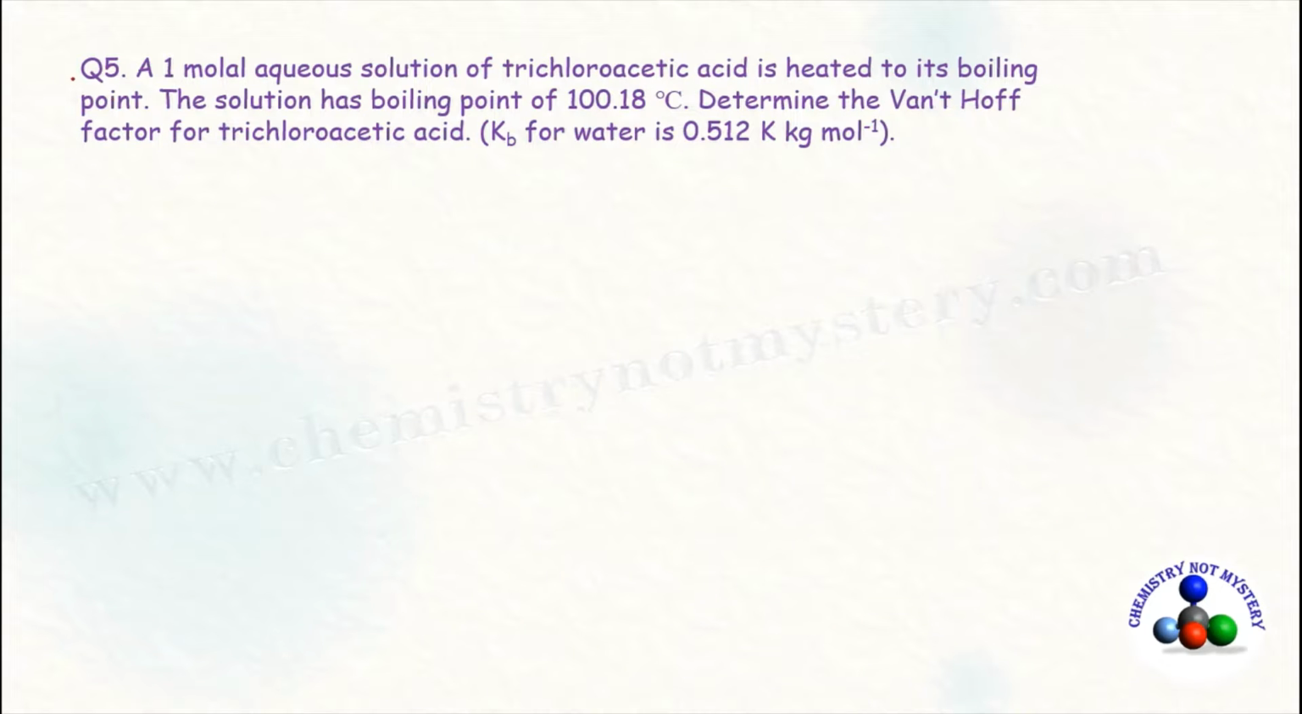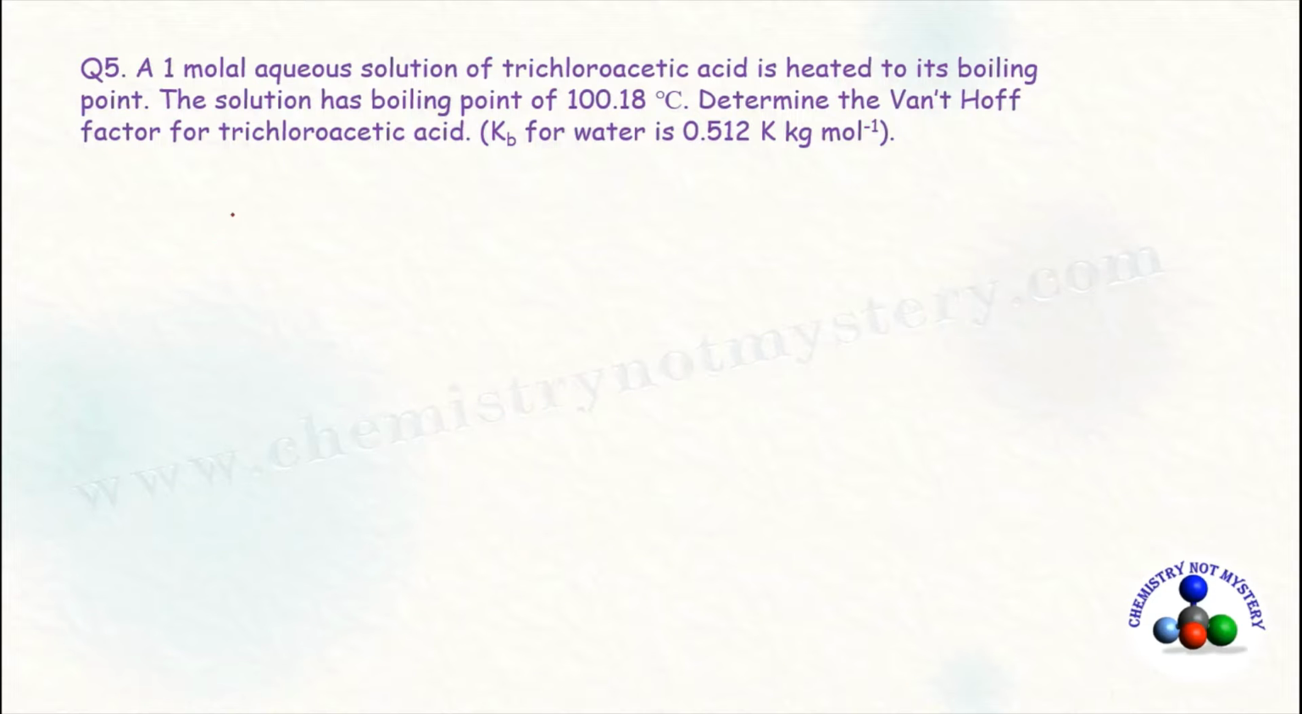Now come to the next question. A 1 molal aqueous solution of trichloroacetic acid is heated to its boiling point. The solution has a boiling point of 100.18 degrees centigrade. Determine the Van't Hoff factor for trichloroacetic acid. Kb for water is given as 0.512 Kelvin kg per mole.